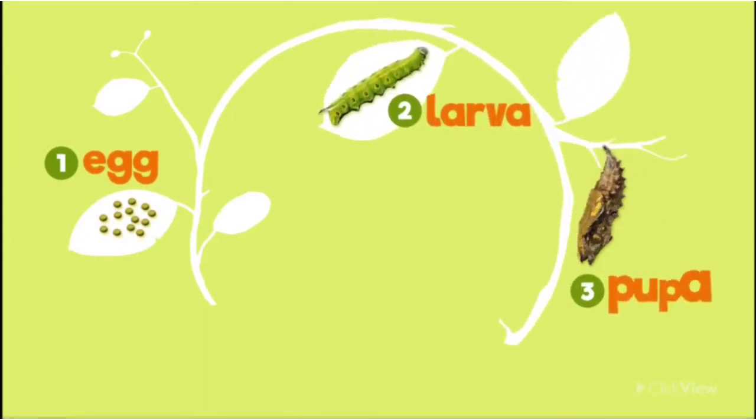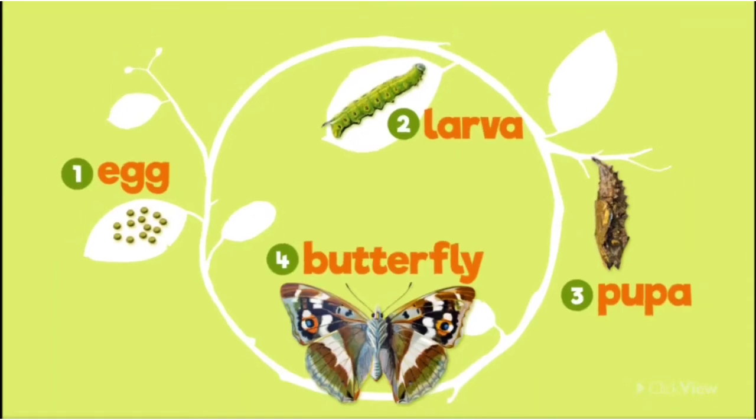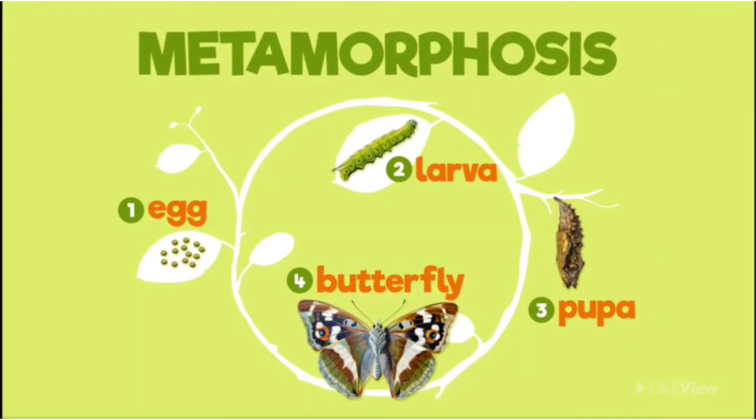As you can see, the caterpillar goes through a number of changes before it reaches the final stage of being a butterfly. This spectacular physical transformation is called metamorphosis. Metamorphosis is said to have occurred when an animal transforms from its young form into its adult form.